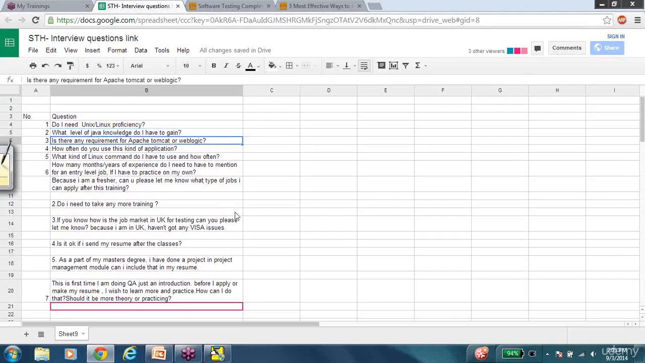Is there any requirement for Apache Tomcat or WebLogic? If you're asking me, are there jobs for this? Yes, absolutely. But do we need to know this? Are there jobs for a QA plus this kind of skills? Maybe, because every skill is useful. So sometimes there might be, but honestly, I haven't seen more of those. How often do you use these kind of applications like Apache Tomcat and WebLogic? As testers, not that often.